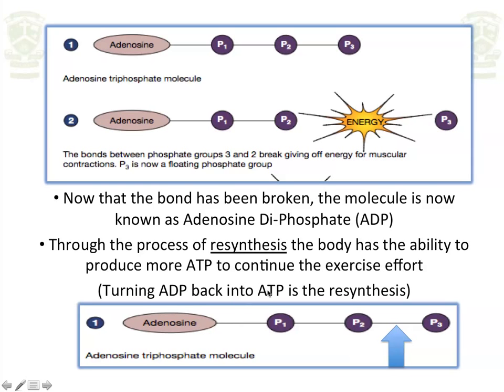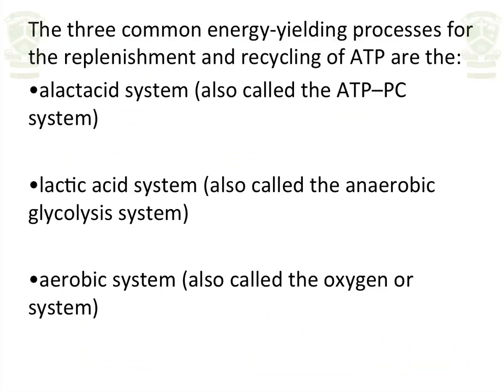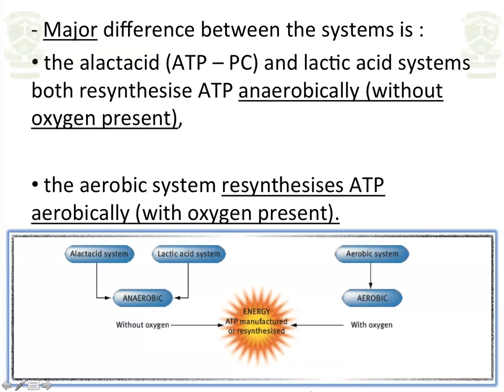So what we look at in the energy systems is how each system gets adenosine diphosphate back into adenosine triphosphate by resynthesizing this bond. So that process is called resynthesis. Now, moving on, these are the 3 energy systems again. Now, this diagram shows that 2 energy systems, which are the A-lactic acid and the lactic acid system, work anaerobically, which means without oxygen, and 1, the aerobic system, works aerobically, which means with oxygen. And that plays a significant role, which you'll see a little bit later on, in terms of energy production. That being oxygen, it's a crucial ingredient.